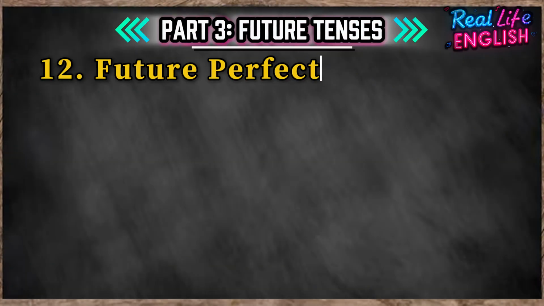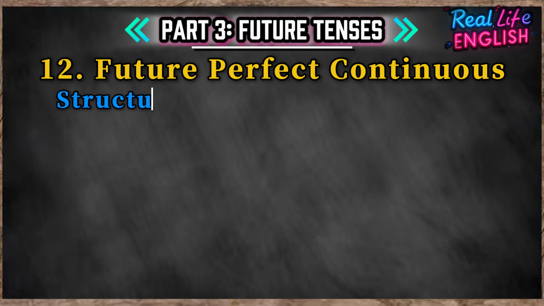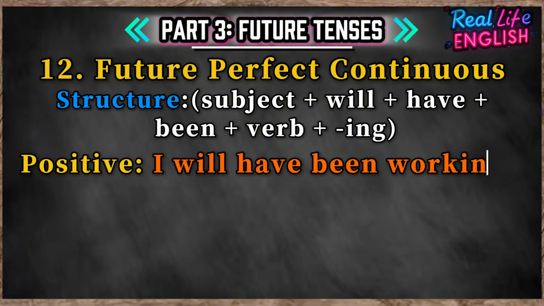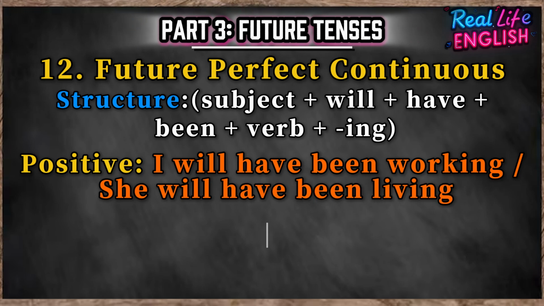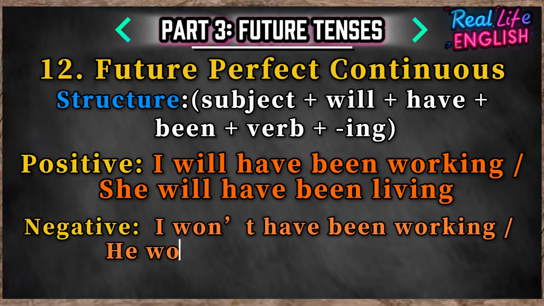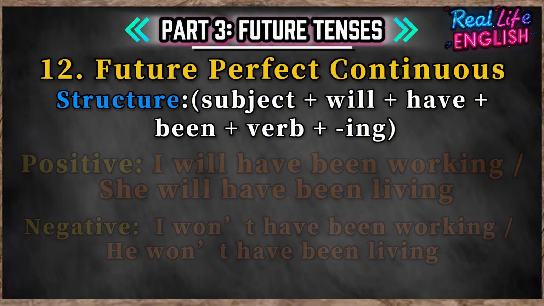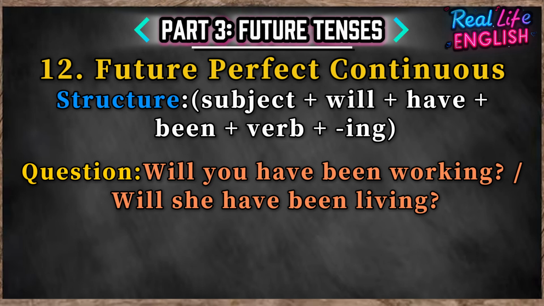12. Future perfect continuous. Structure. Subject plus will plus have plus been plus verb ending in ing. Positive. I will have been working. She will have been living. Negative. I won't have been working. He won't have been living. Question. Will you have been working? Will she have been living?